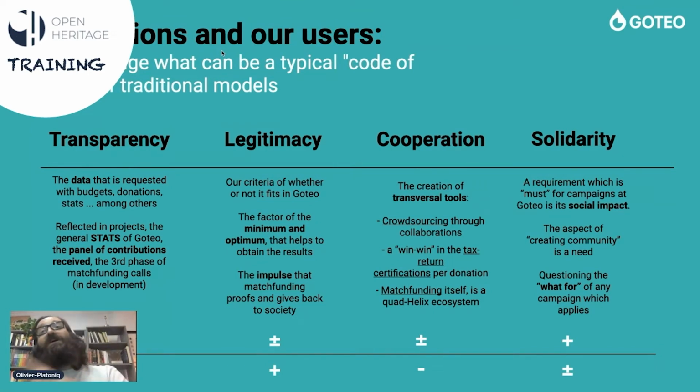And you have to look at the principle of solidarity, right? So it's a requirement for civic crowdfunding. What we insist a lot on at GoTail is that we look at and measure the social impact of these initiatives, right? So we have data to best communicate the impact of these initiatives. Good. So usually promoters should respond to transparency, legitimacy, cooperation, and solidarity, and probably donors look specifically at legitimacy, and solidarity and transparency, right?